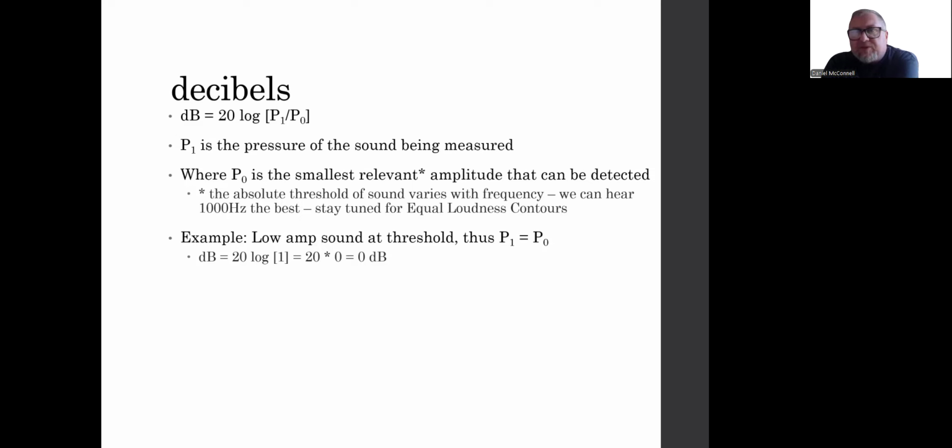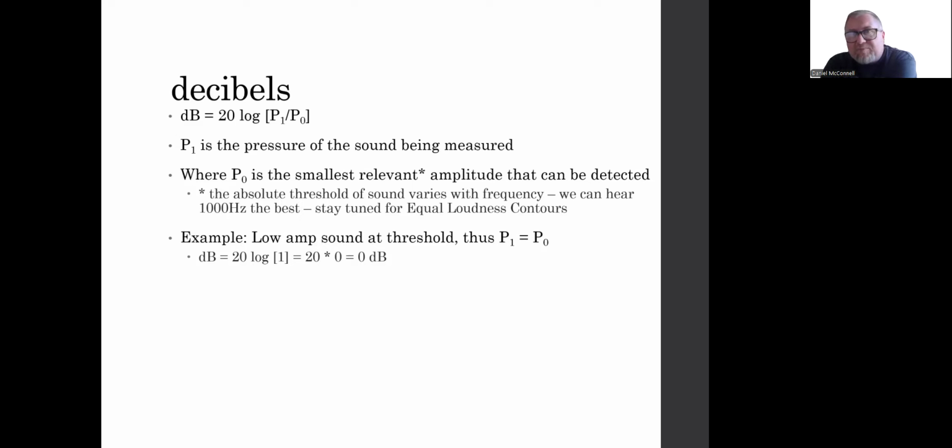Well, the ratio in that case would be 1, right? The amplitude of P1, since it's equal to the relevant amplitude at that threshold, would be equal to P0. And so the ratio P1 over P0 would be 1. They're essentially the same pressure levels. Since our ratio is 1, the logarithm of 1 is 0. You can get a calculator out and check that. 20 times that gives us 0, and so our answer is 0 dB. So 0 dB is our measure of the absolute threshold.